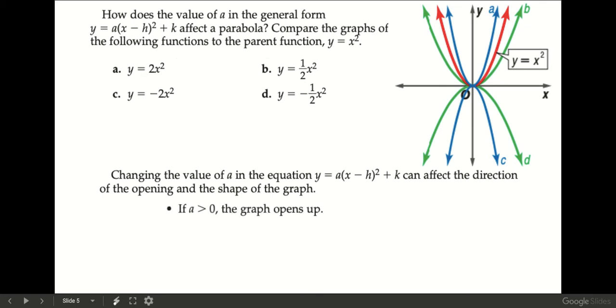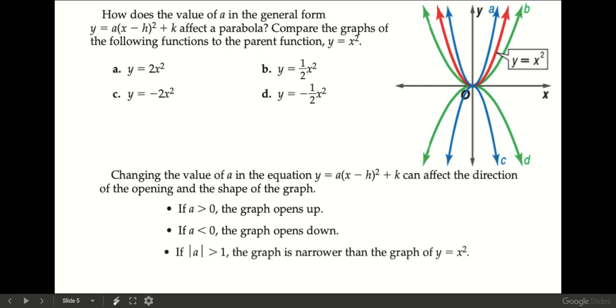So if a is positive, the graph opens up. If a is negative, the graph opens down. If the absolute value of a is greater than 1, that means the graph gets narrower, right? So if you're multiplying by a positive or negative number that's bigger than 1, the graph gets narrower. Now, whether it's positive or negative, if it's less than 1, so any fraction between 0 and 1, that will make the graph get wider, right? Because it won't increase as fast.